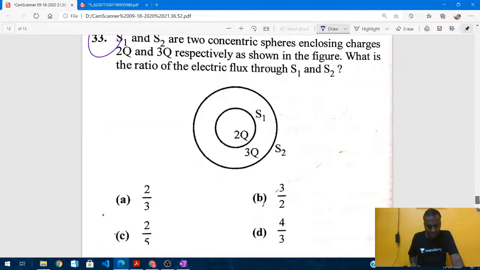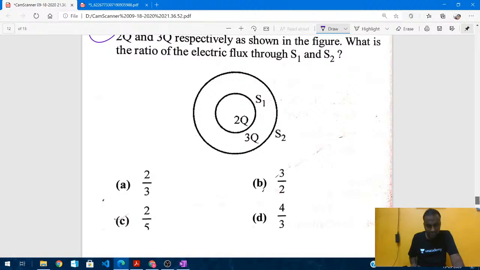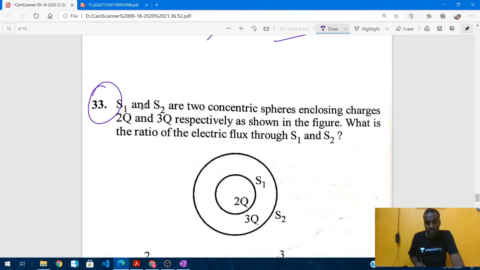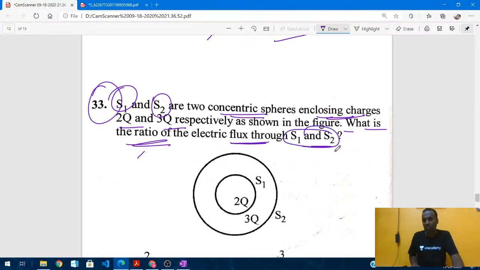Can anybody answer this question, students? S1 and S2 are two concentric spheres enclosing charges 2q and 3q respectively. What is the ratio of electric flux through S1 and S2? You have to find the ratio of electric fluxes through S1 as well as S2.